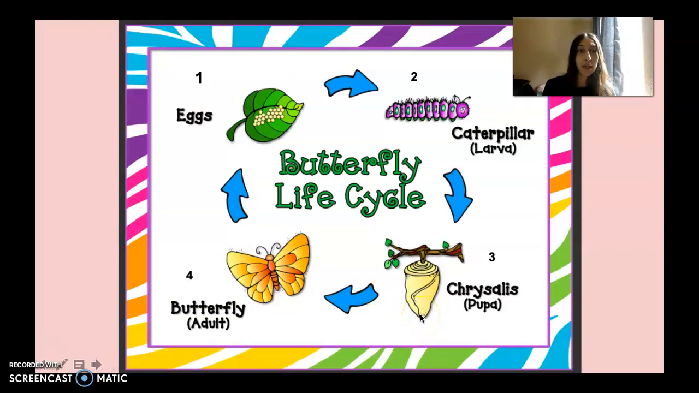Alrighty. Here I have a 1, 2, 3, and 4 next to our pictures. Our other picture did not have 1, 2, 3, and 4. So I went ahead and put that there so that way it can help us remember. Well, what's the first one? That's an egg. What's the second one? Caterpillar. What's the third one? Chrysalis. And what's the fourth one?